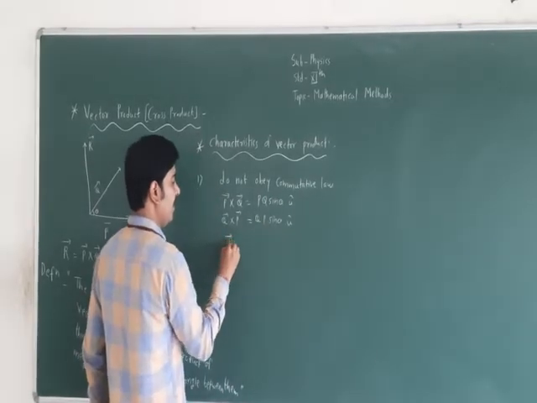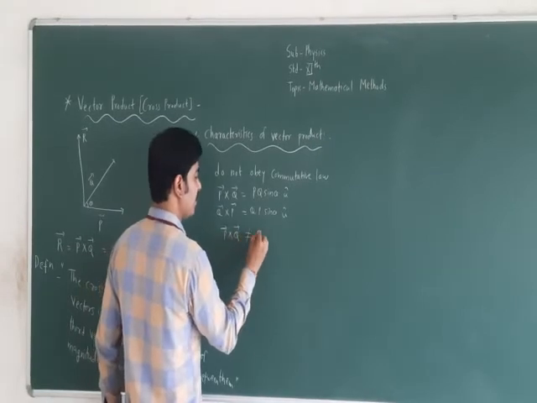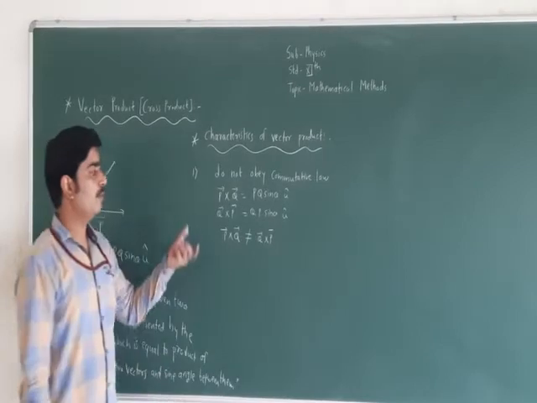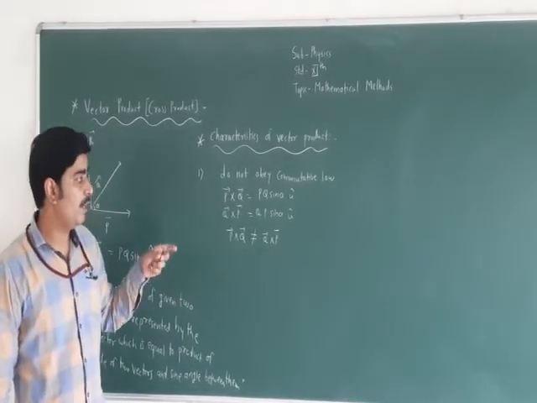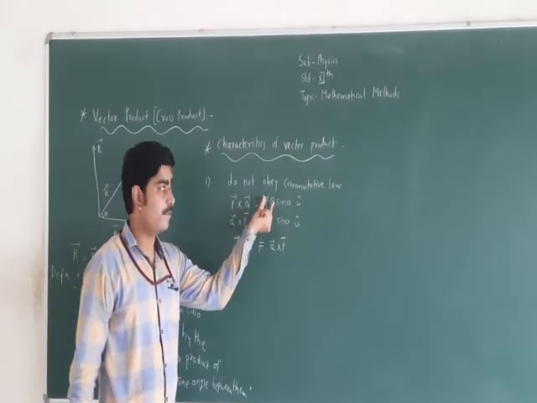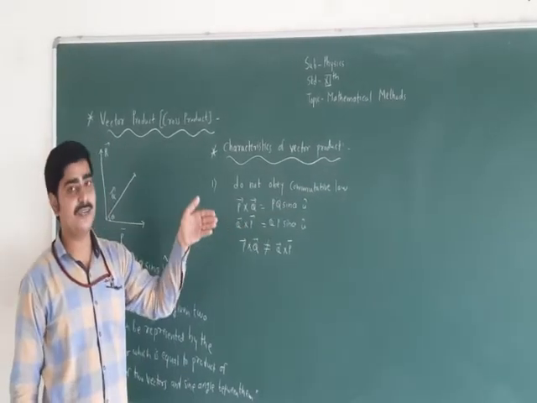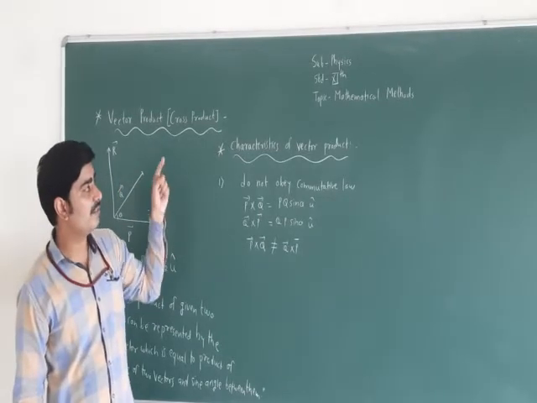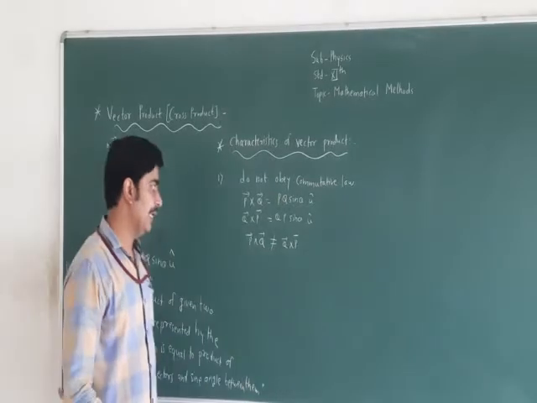So we can write vector P cross Q is not equal to Q cross P. So both values are not equal. Why are they not equal? Because when we are going from P to Q, suppose we are getting 5 meter, for Q to P we are getting minus 5. So remember what is the first characteristic? That the vector product does not obey commutative law.